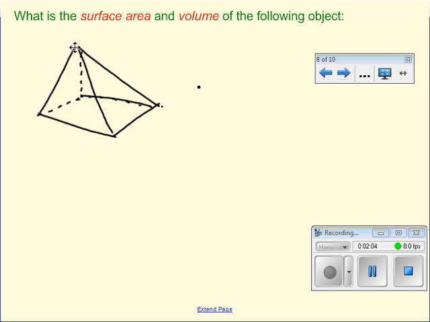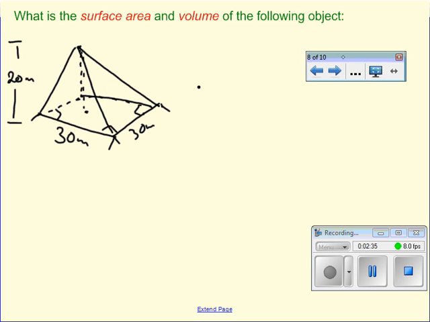So, I know that the pyramid is 30 meters along this side and 30 meters along this side and the back, because these are squares down here. And I also know that the total height from the center all the way to the center of the base is going to be 20 meters. So I want to find the surface area of this pyramid.